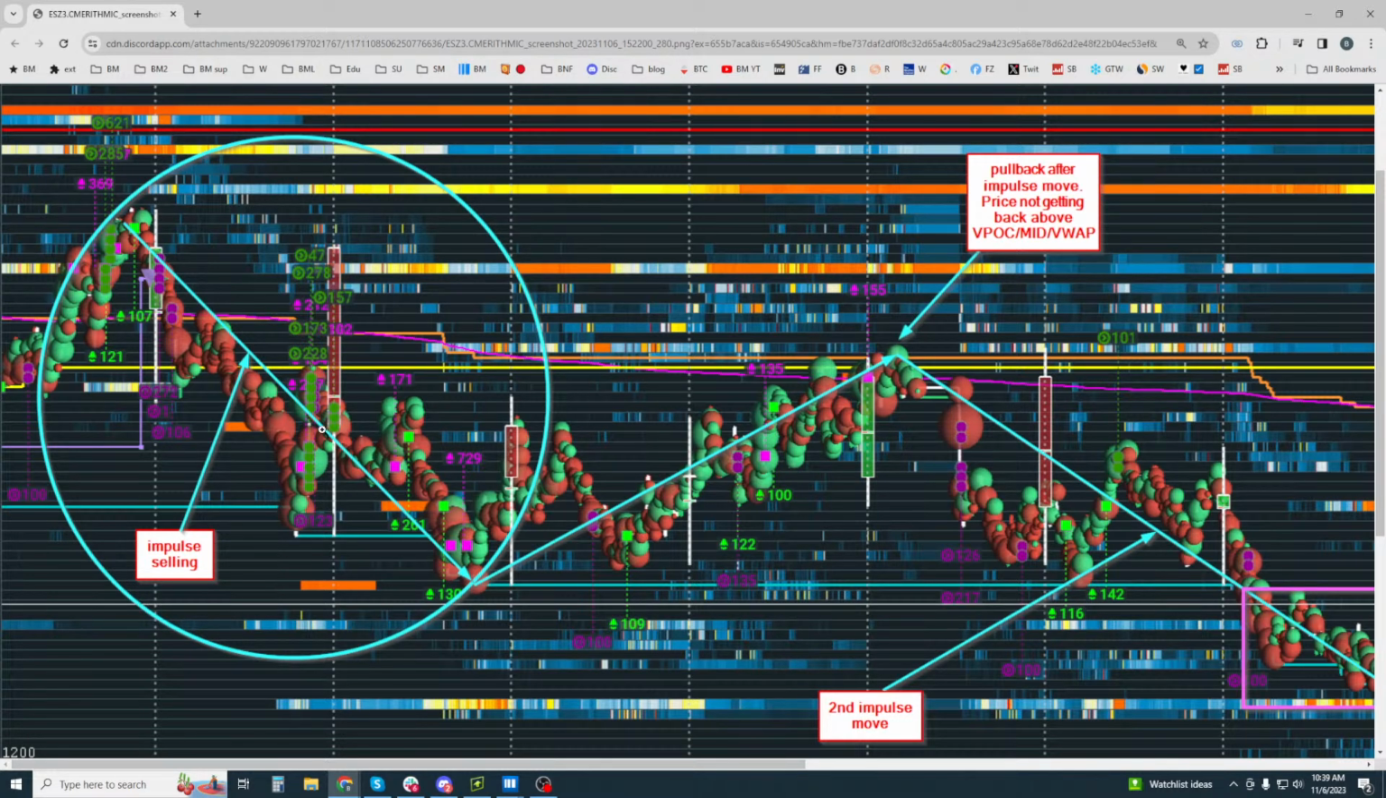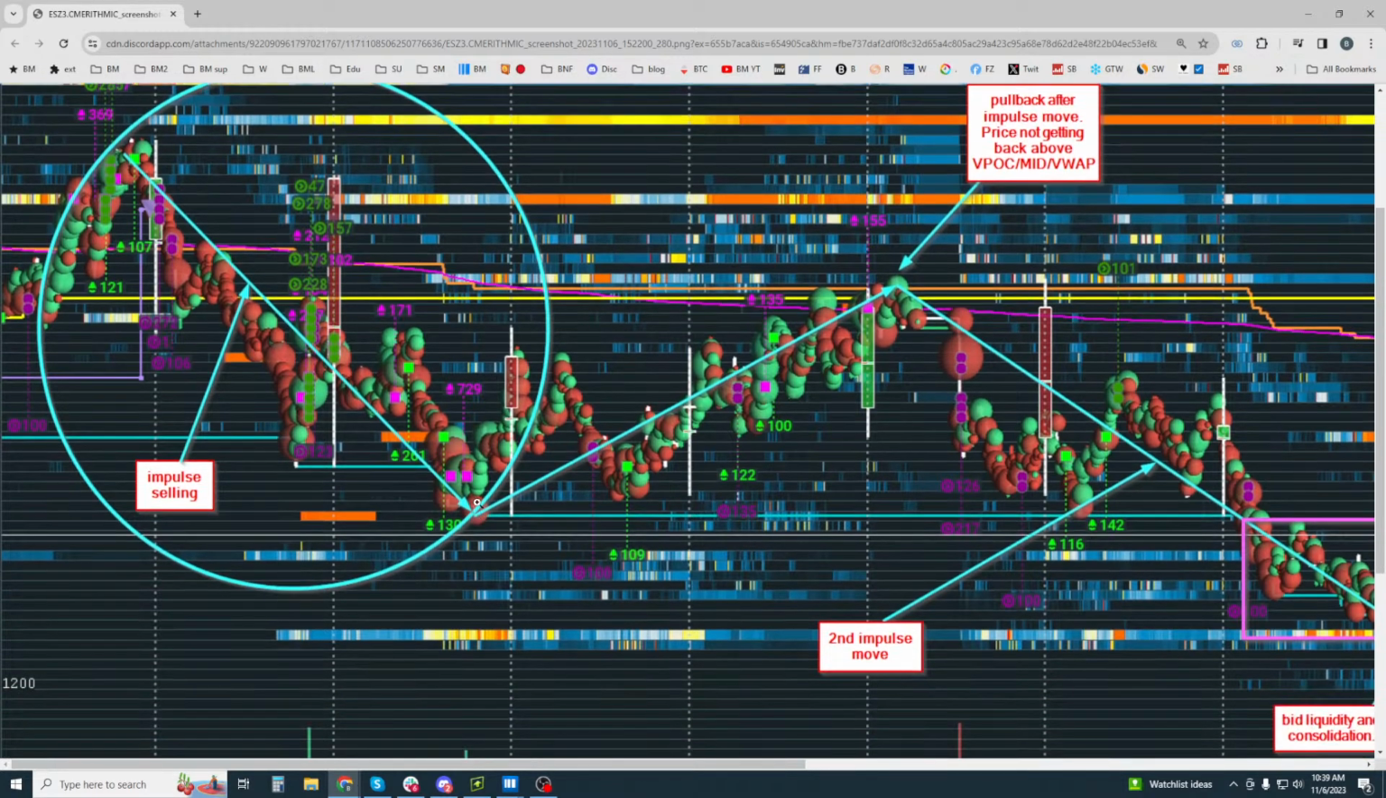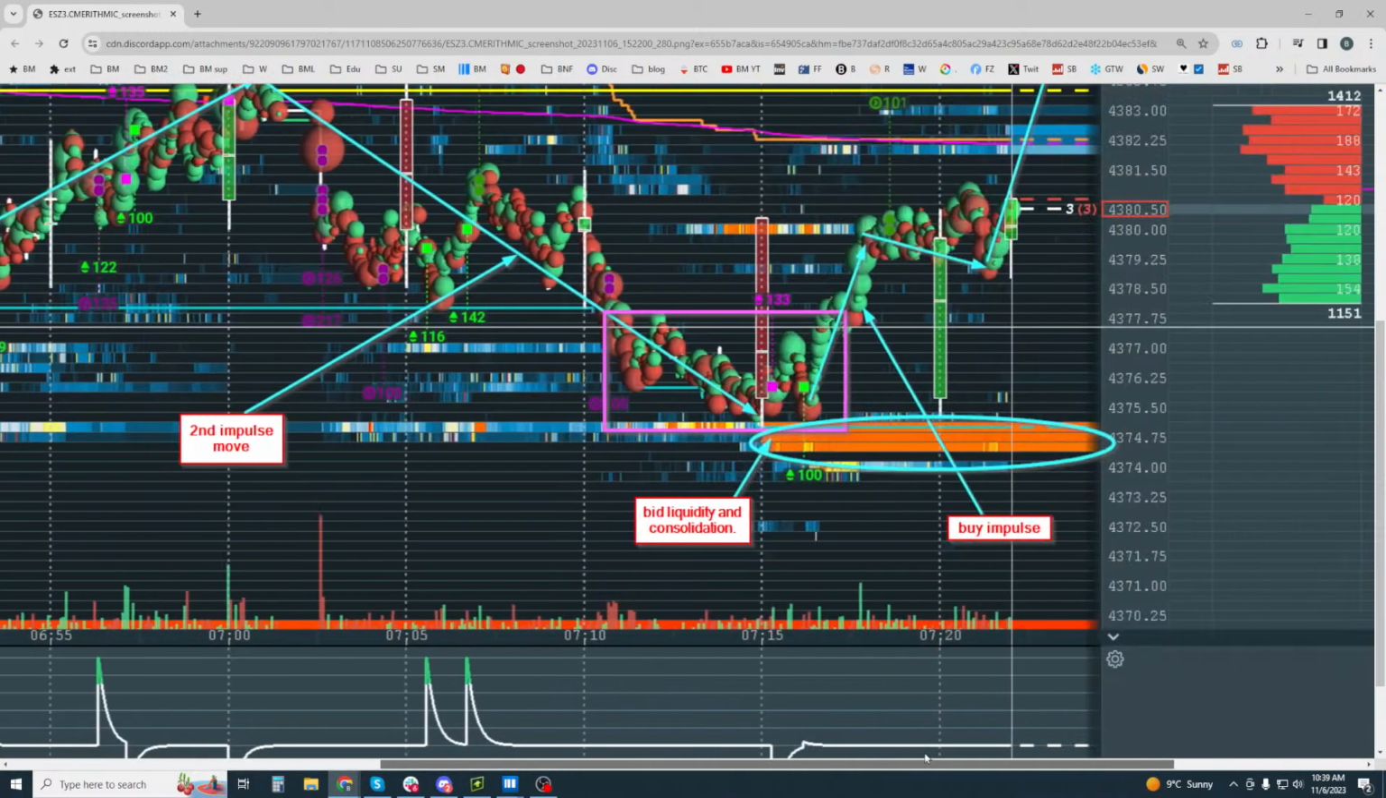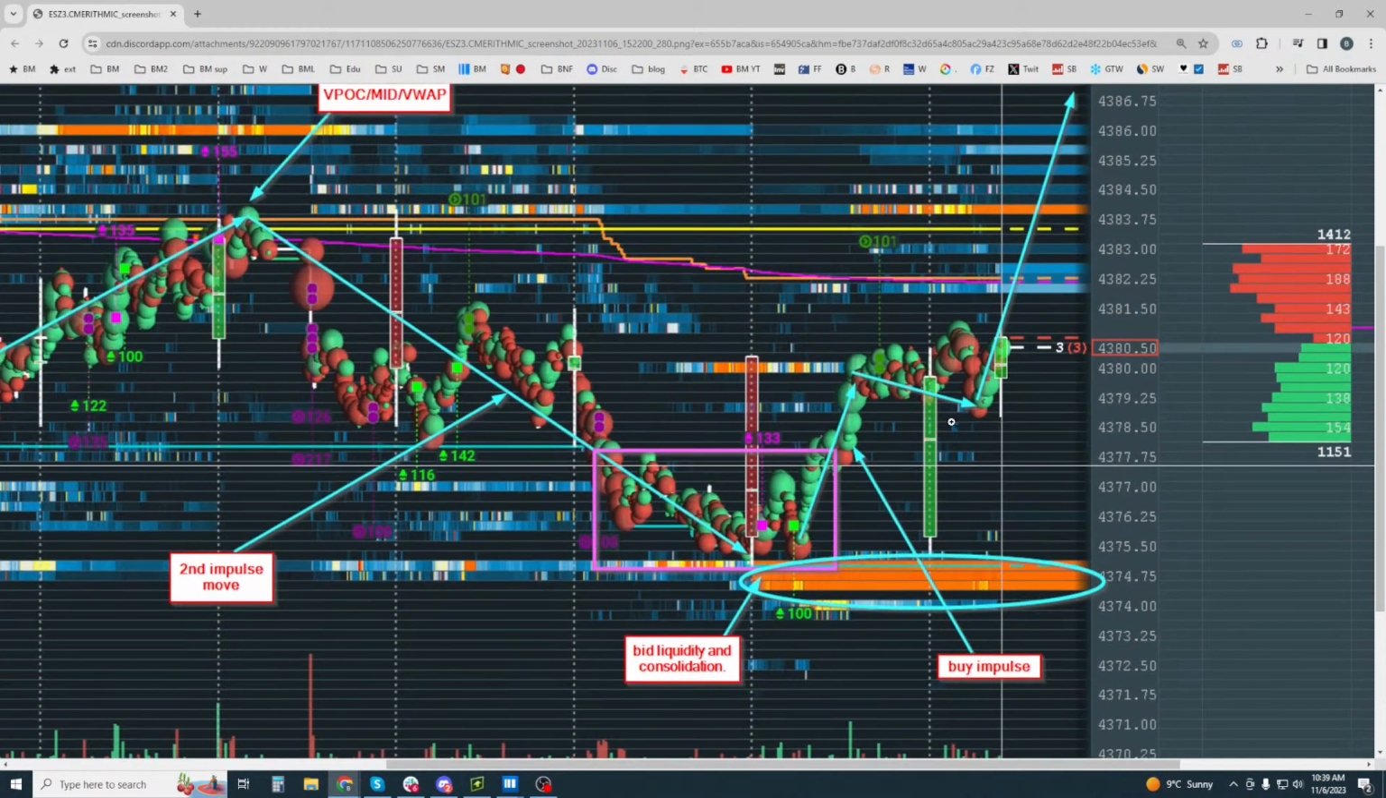Okay, there's no consolidation period that gives us the trap. Okay, so I'm just giving my feedback on this, right? And then we see the move into the bid liquidity in here, and then yeah, you got an impulse move. So you even saw it. You saw a smaller flag within a flag. It looks like, or no, I'm sorry, that would be this one here.